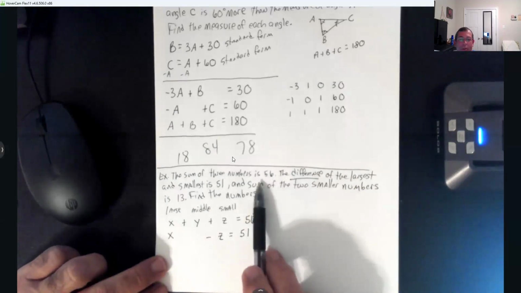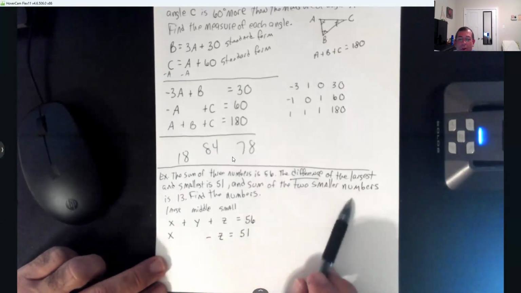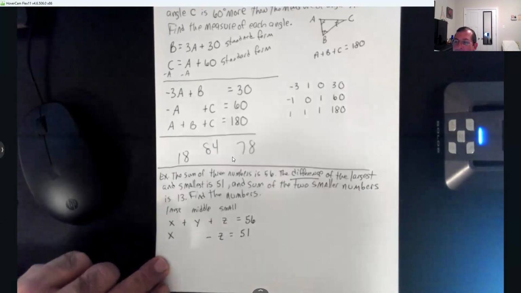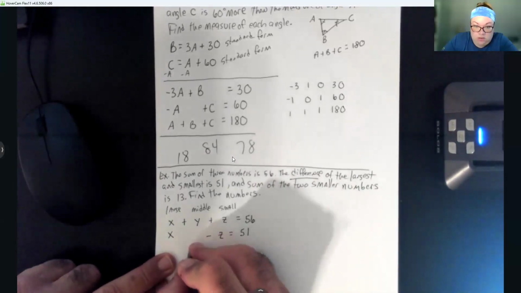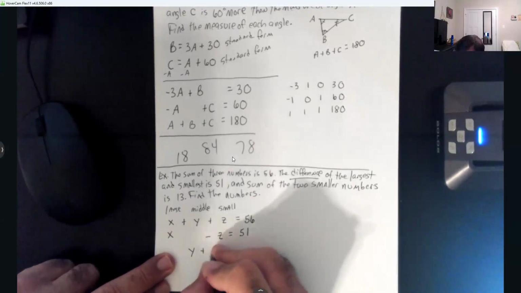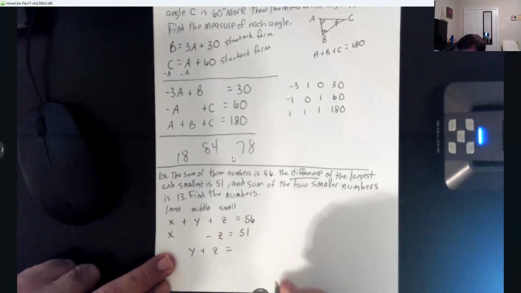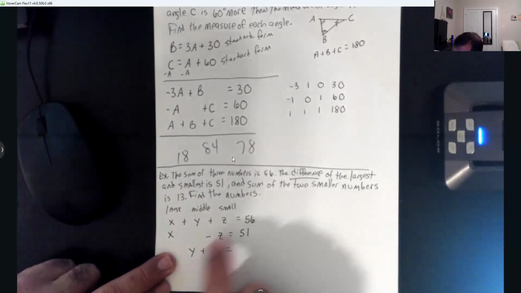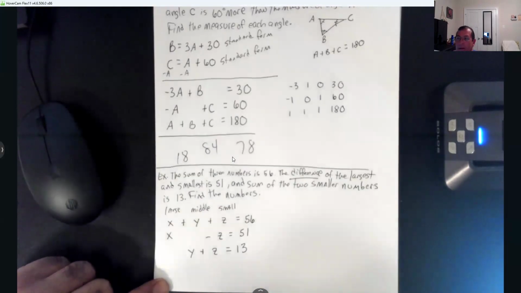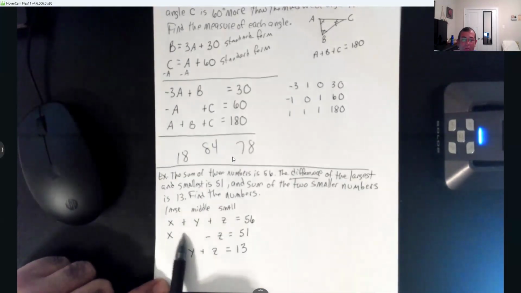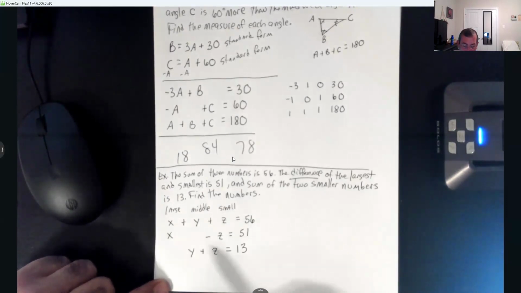Well, then how about this one? The sum of the 2 smaller numbers is 13. What are y'all going with on that? Y and Z. So Y plus Z. Sum meant add, and that one said 13. So if you're doing this one, you're going to have a 0 right here and a 0 right there.